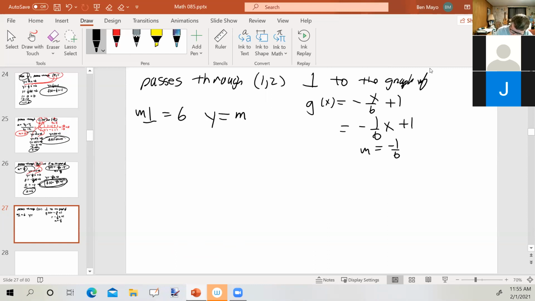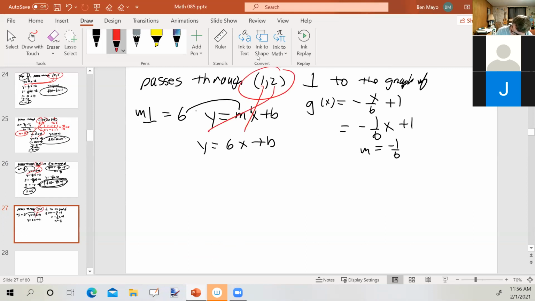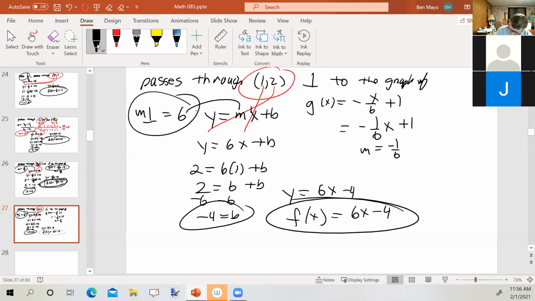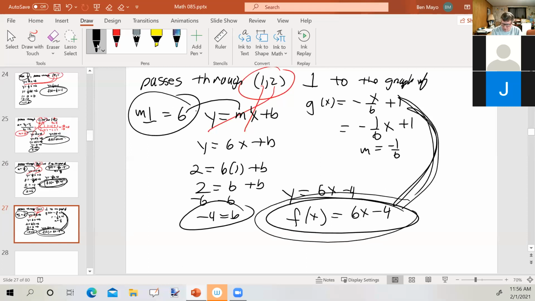So now y equals mx plus b. Y equals 6x plus b. Take that point and put 1 in for x and 2 in for y. 2 equals 6 times 1 plus b. 2 equals 6 plus b. Subtract 6, -4 equals b. So there's my slope, there's my y-intercept. Y equals 6x minus 4. F of x equals 6x minus 4. So these two lines are perpendicular, and this linear function passes through the point 1, 2 as well. Okay.